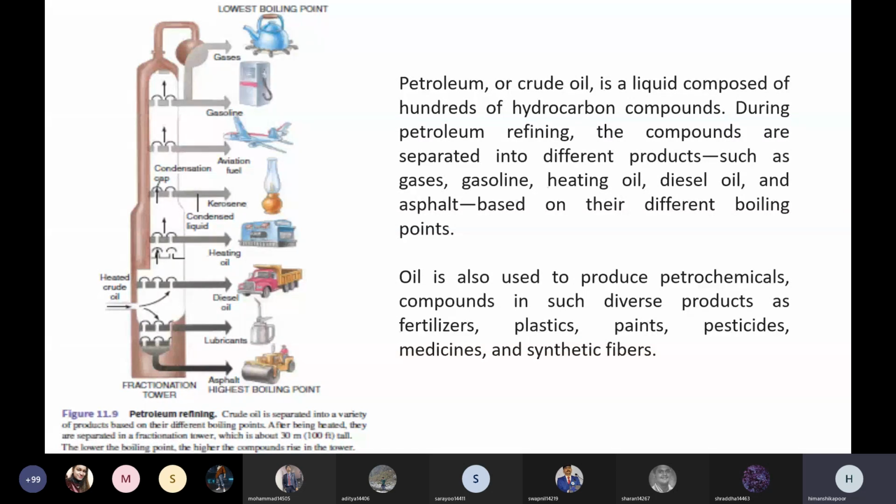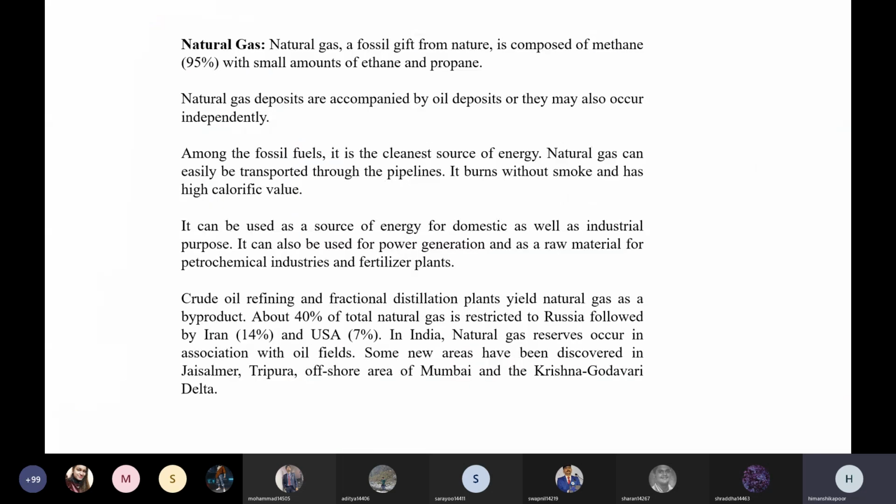Now coming to the third kind of fossil fuel, it is natural gas, and it is obviously a mixture of energy-rich gaseous hydrocarbons. Primarily it is methane, but other gases are also present. So it is often found with the oil deposits in the Earth's crust. So what is the major defining or governing factor in natural gas? How is it formed?